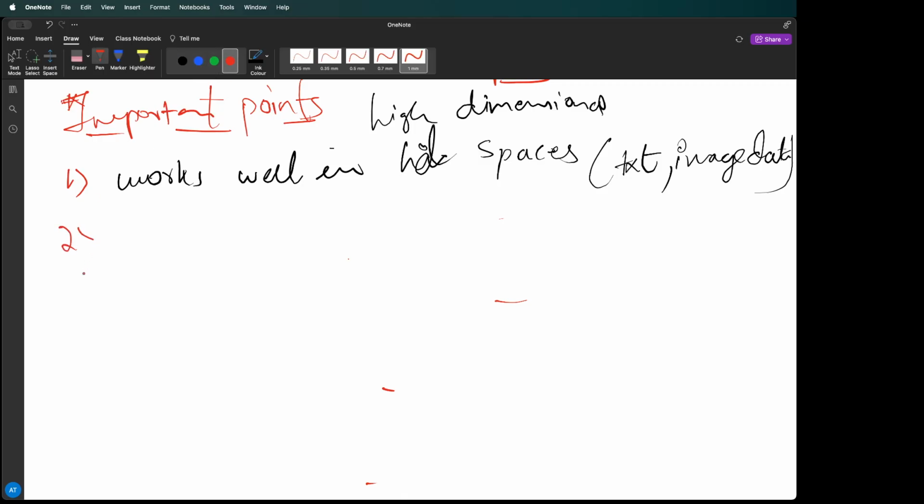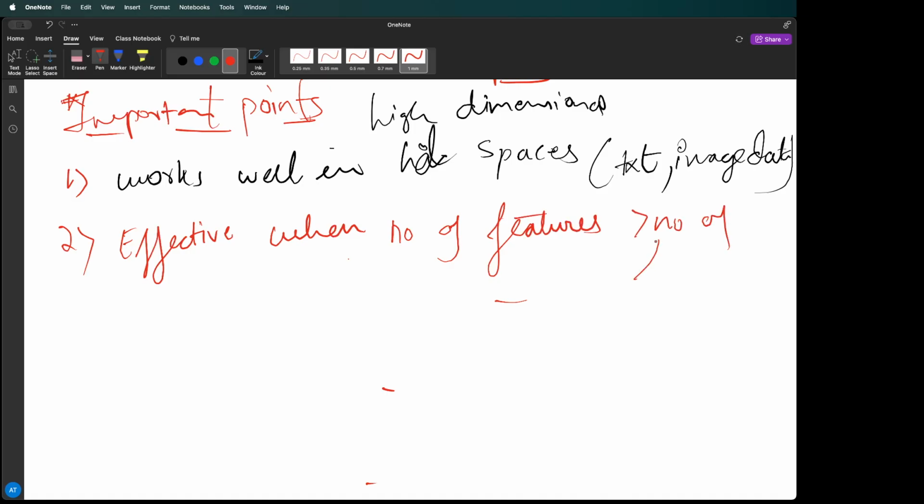The second key important point about SVM is it is effective when the number of features is greater than the number of samples. Leave this point right now, that is not important, but you can understand. See, number of features means number of columns, how your model is depending upon the key points. And number of samples, anybody, what are samples? Anybody can tell me what samples are?